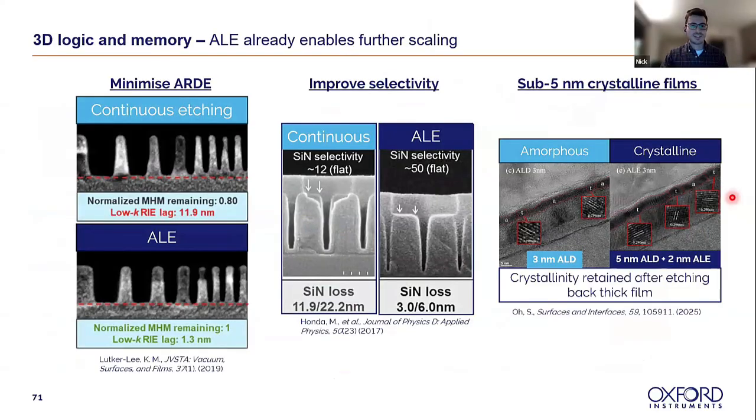I've already mentioned quite a lot that ALE is enabling further scaling. We're seeing it popping up in high volume manufacturing just to minimize aspect ratio etching. For RIE versus ALE, it improves the selectivity. For self-aligned contacts, it's really great because you're not getting that corner rounding, which leads to shorts. You're getting nice, basically straight sidewalls. An interesting application as well is looking at sub 5 nanometer crystalline films. This is a paper from a Korean group, and they show that you can get crystalline zirconium oxide by doing a thick deposition and using ALE to etch back to a thinner film.